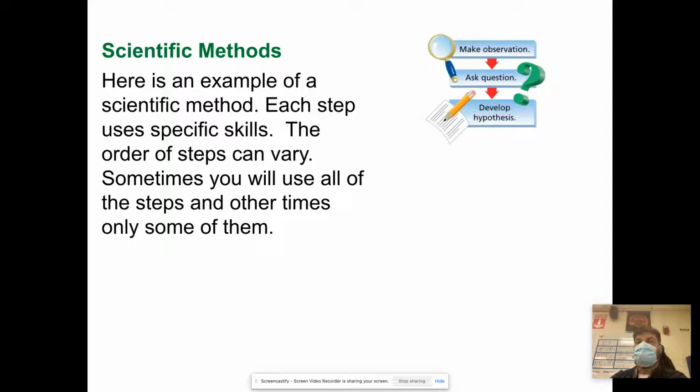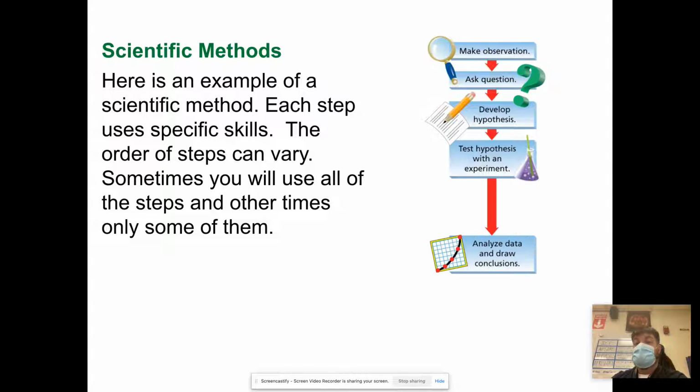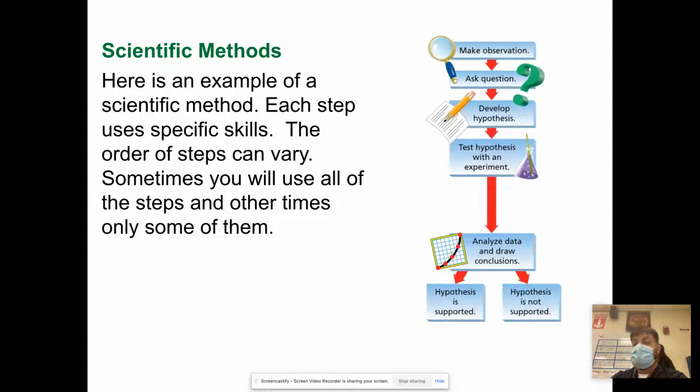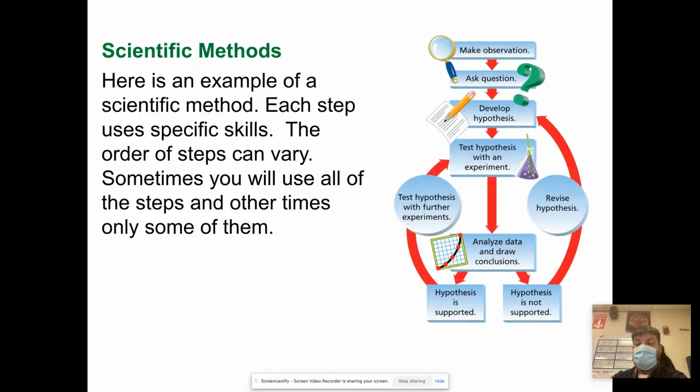So the first thing is you can make an observation, then you can ask a question, you could develop a hypothesis, you could test the hypothesis with an experiment, and then you could look at the data and determine if your question was answered, determine if the hypothesis is correct. Basically either your hypothesis is correct or it's not correct, and then you can go back and revise your hypothesis or continue it to make sure.